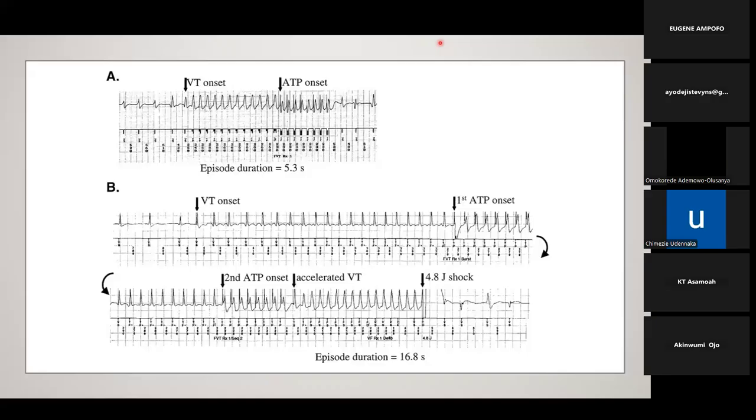But yes, ICDs are an important part of managing VT storm, electrical storm. It's important to remember that the ICD is just there to prevent the issue from causing sudden cardiac death. So the question is, what exactly is the issue? You have to try and correct the underlying issue so that the ICD just becomes a bystander waiting for the occasional breakthrough. Thank you.